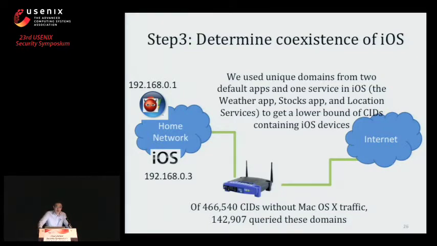We find some unique domain names that can only be generated by certain iOS apps, for example, the weather app, the stocks app, and also the location service. So among the IP addresses that have demonstrated infected Windows machines, we further check whether we can find DNS queries issued by an iOS device. If so, we can confirm that there is also an iOS device behind the IP address.